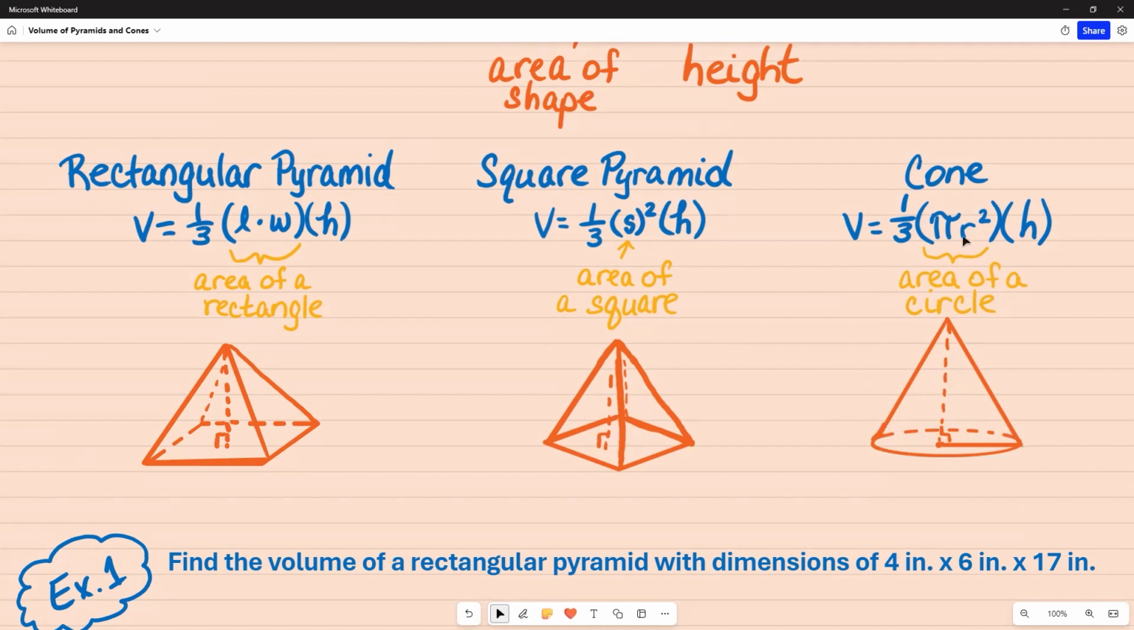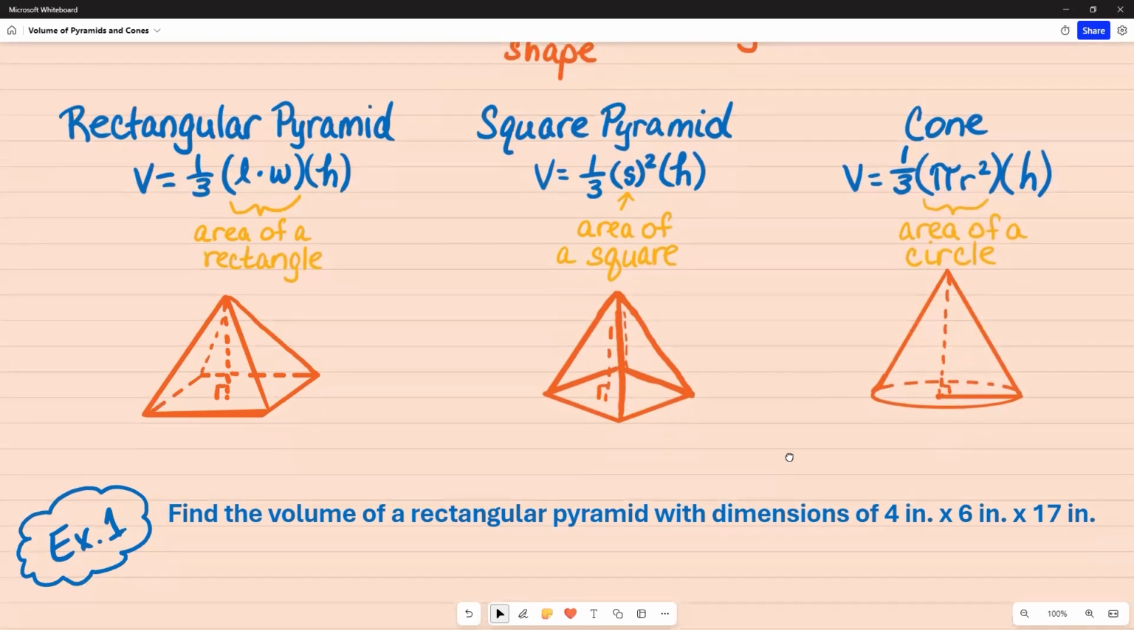For your cone, you're going to look at the base and you'll notice that it's a circle. So the area of a circle is pi r squared. And again, we're trying to make it three-dimensional, so we have to multiply times the height and then take that answer and divide it by 3. So that's 1/3 of your answer.